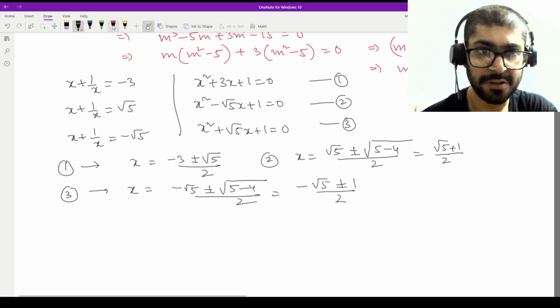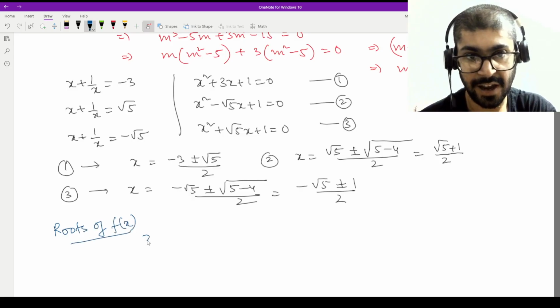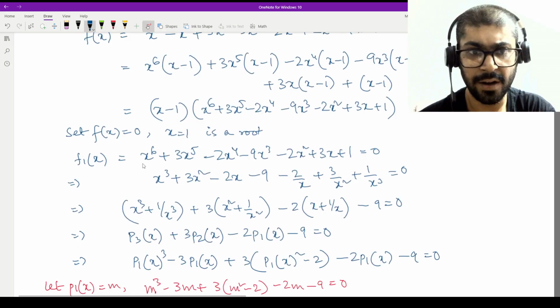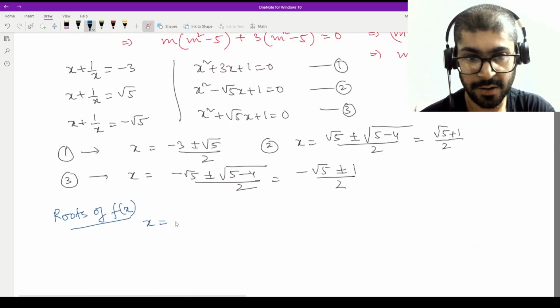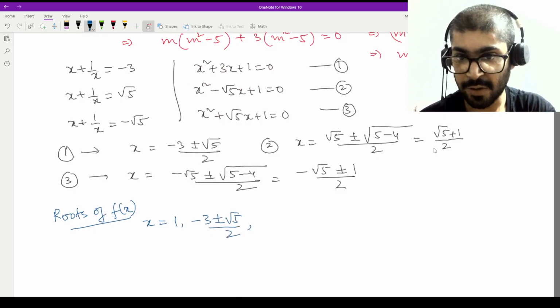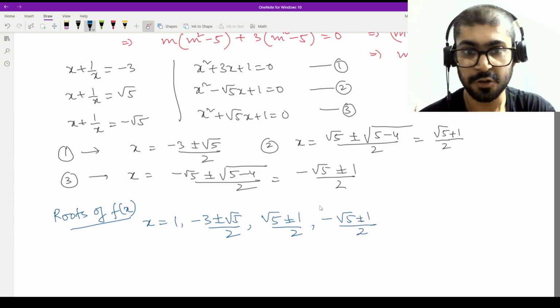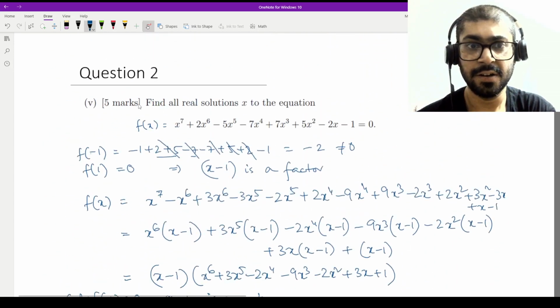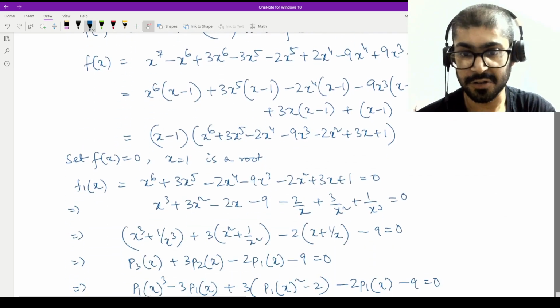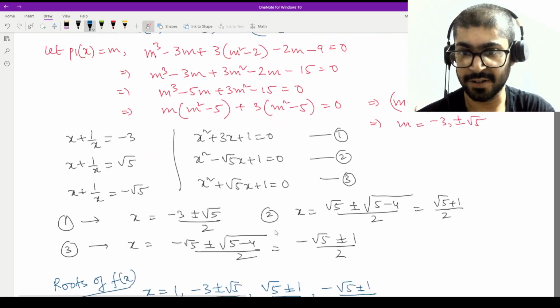So how many solutions of x do we get? Let us list them down. Roots of fx, right? So I had the first one as x equal to 1. Then we had these two, minus 3 plus minus root 5 by 2. Then we had these, root 5 plus minus 1 by 2, and then we had this, minus root 5 plus minus 1 by 2. So a total of 7 roots, and here we have a 7-degree polynomial, right? So 7 roots, 7-degree polynomial satisfies the fundamental theorem of algebra, and that is your answer.